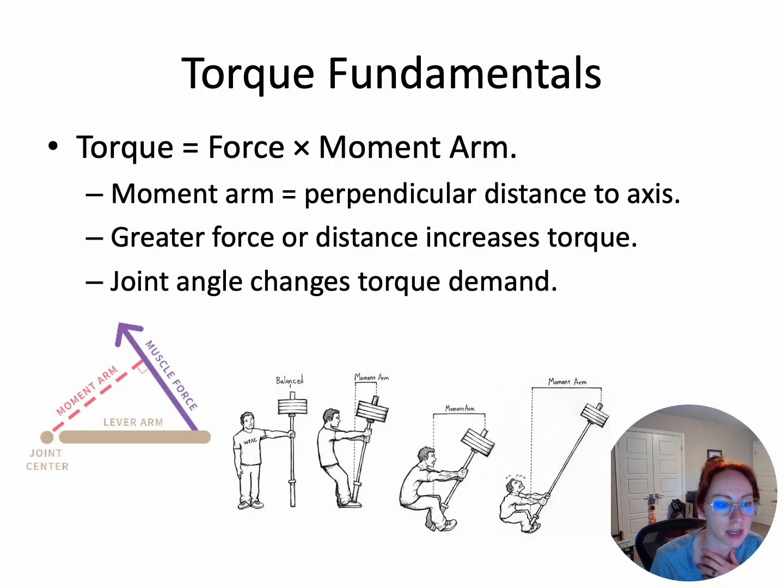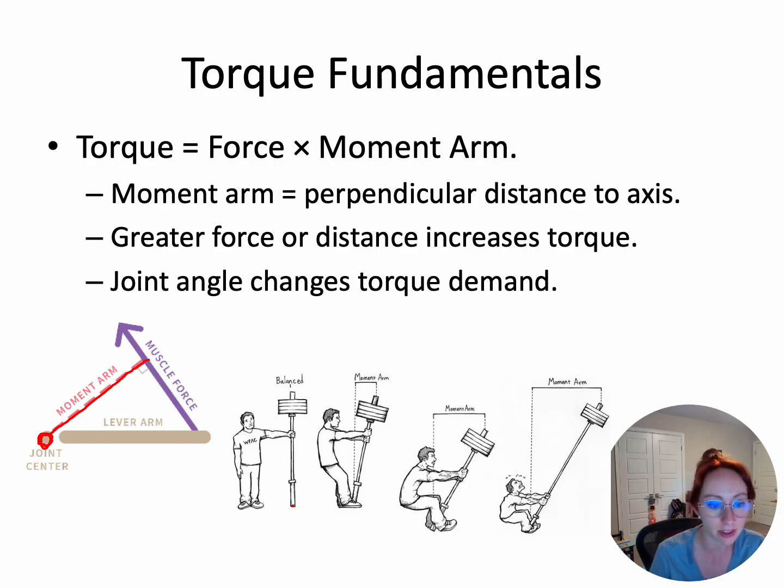So I have a little picture here to help show you. You have the joint center, so it's just going to be that perpendicular distance. It's going to be that moment arm. And then you see how you have the lever and then the muscle force. So the greater the force or distance, the greater the torque. The joint angle increases torque demand. And here is an example of changing that joint angle and how that increases the torque demand, because it's going to change that moment arm.